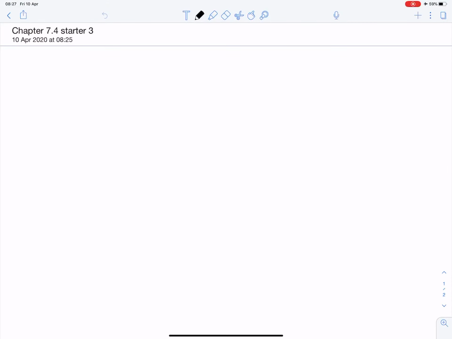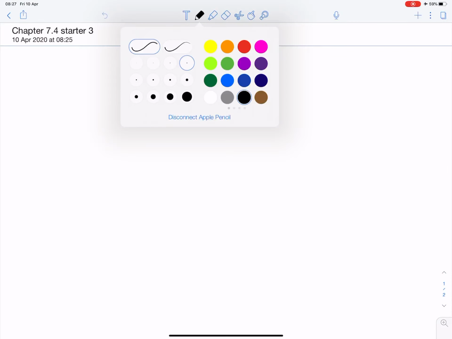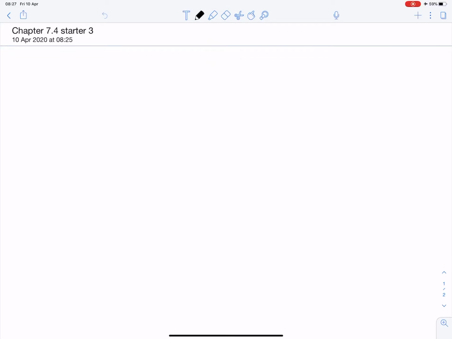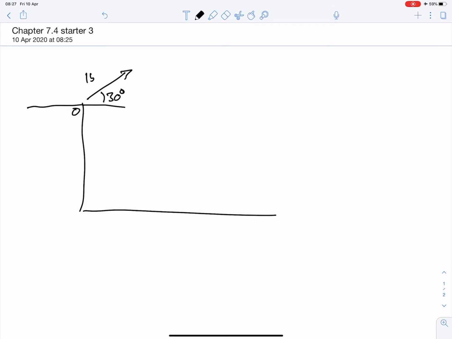So here we go with the third starter to go with this section on chapter 7.4, and this is the one which we've been just trying to make some progress with. So we've got a cliff. We don't know how high the cliff is this time. We're going to take the top of the cliff as the origin, and we're going to take a particle projected at 30 degrees to the horizontal with a speed of 15 meters per second.